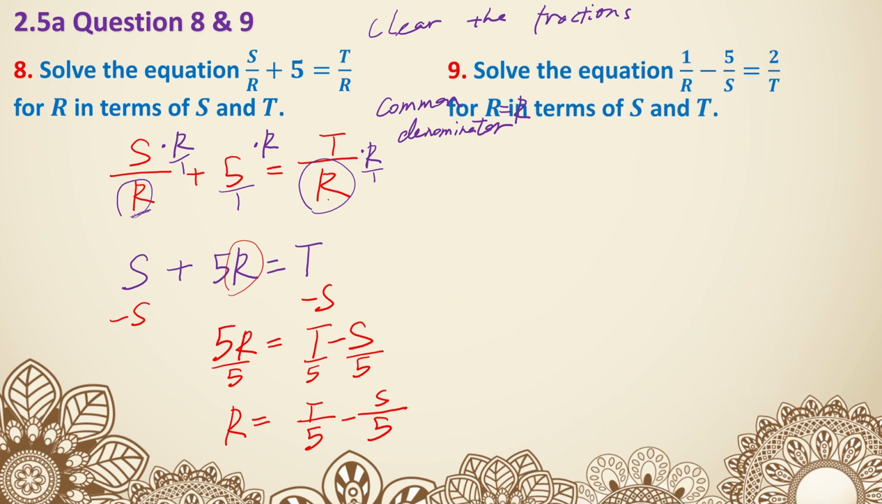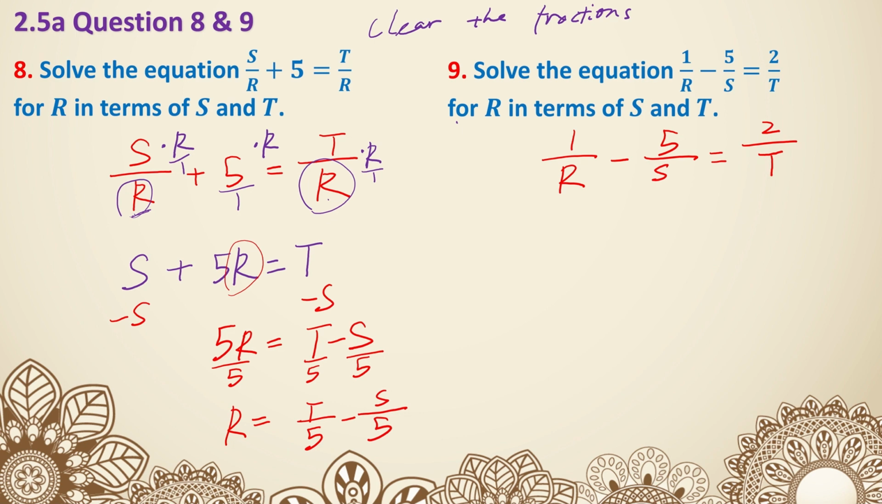And question 9. Question 9 is a little bit more complicated, because in this case, things are a little bit different. Let me copy down the question first. It's 1 over r minus 5 over s equals 2 over t. But you can see r is still in the denominator, which is why this question is still harder. However, we're going to need to deal with this in a different way.